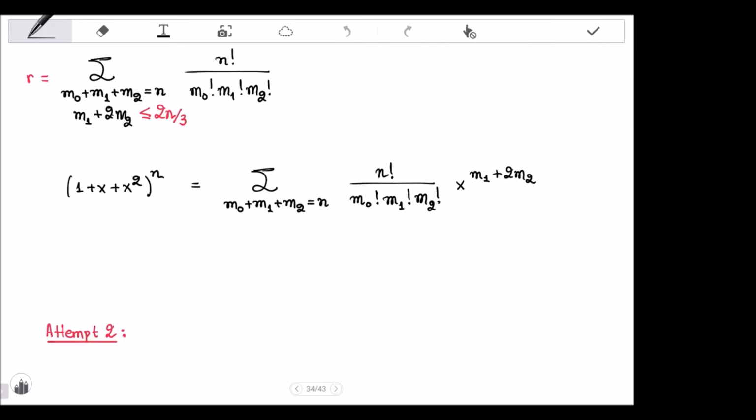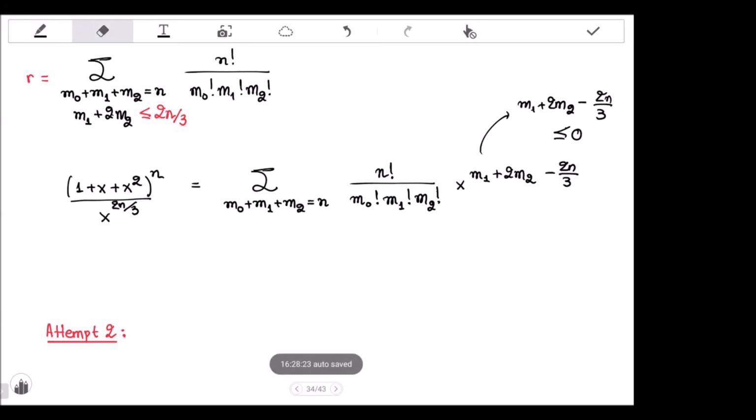So the idea is to notice that the exponents that you care about in the multinomial theorem that you want to utilize are those where m1 plus 2 m2 minus 2n over 3 is negative. These are the exponents we actually care about. So we will divide everywhere by x to the 2n over 3, both sides. So this is minus 2n over 3. Now I care about the negative exponents, the monomials with negative exponents. I want to make those dominant.